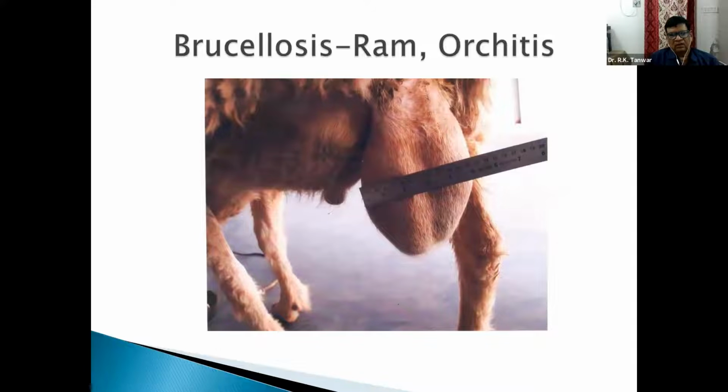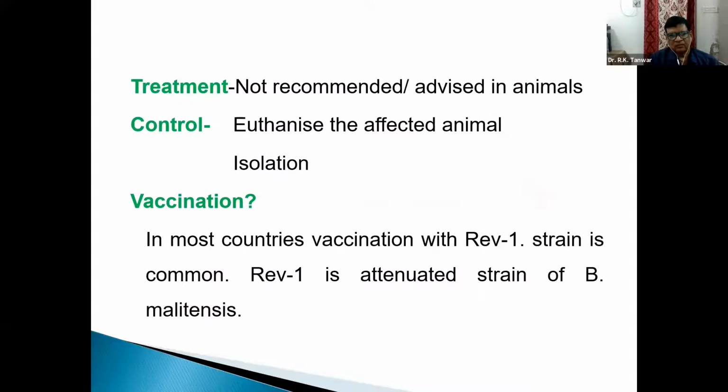This is a photo where one ram was presented with a swelling, painful enlargement of both testicles, and it is orchitis. When we tested its blood serum sample, it was positive for brucellosis. As far as treatment is concerned, this is also very important, because in human beings treatment is given, but in our veterinary practice treatment is not recommended and it is not advised.